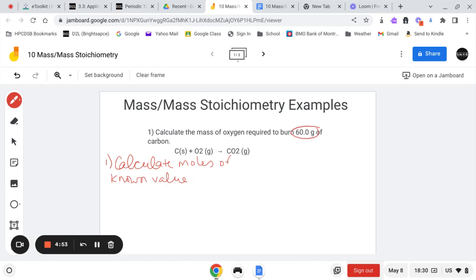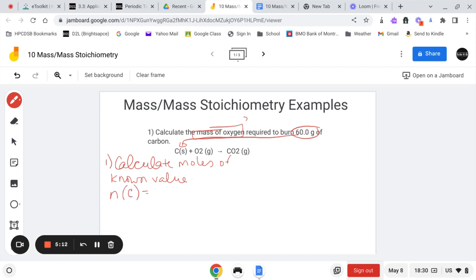Well, I know that I have 60 grams of carbon. And then they are asking us to calculate the mass of oxygen. So that's my unknown amount. So what we'll do is, because we know that we have 60 grams of carbon, let's calculate the moles of carbon.